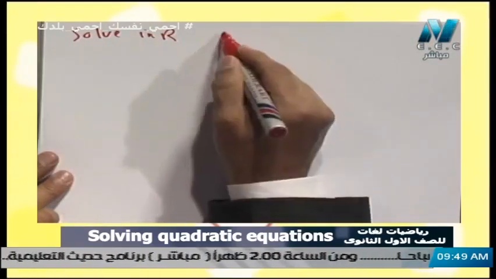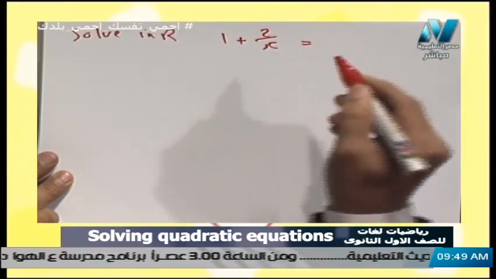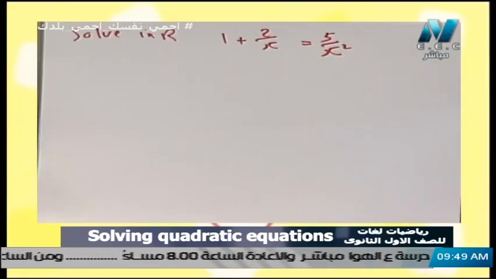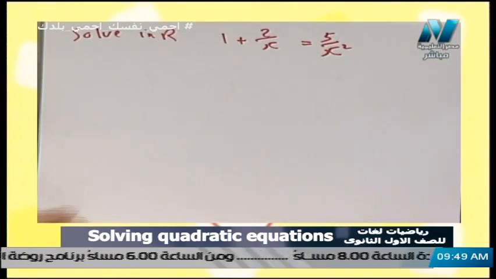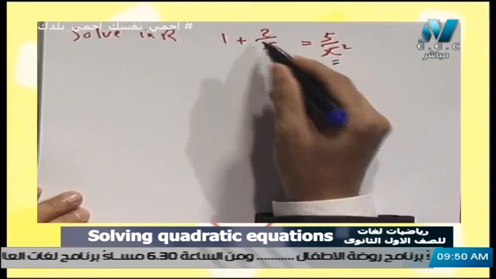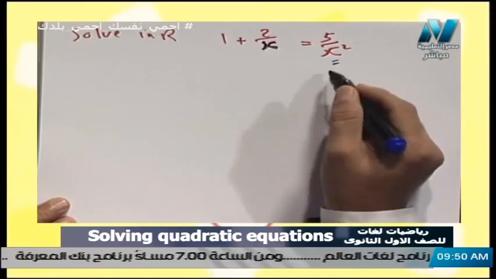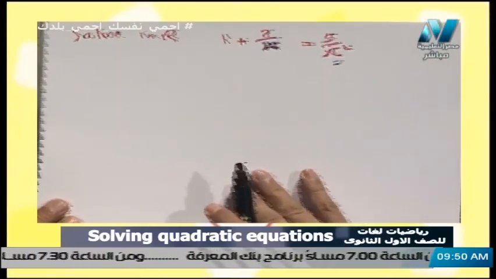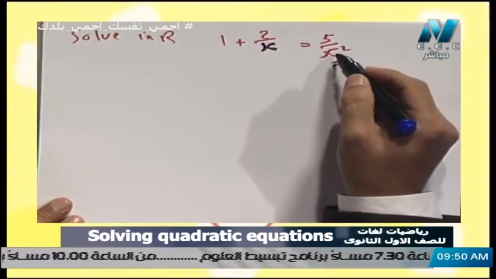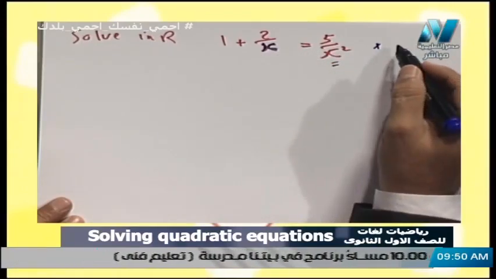1 plus 2 over x equals 5 over x power 2. We have here, in fact, two problems. The first one is x power 2 in the denominator, and the second one is x in the denominator also. And we want to omit them to find the general formula. To omit x power 2 and x, we multiply the whole equation by x power 2.